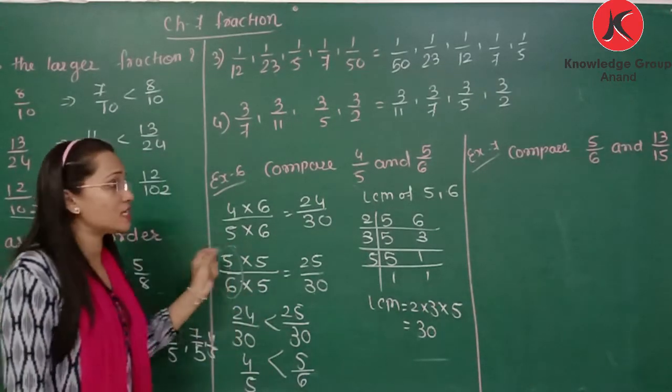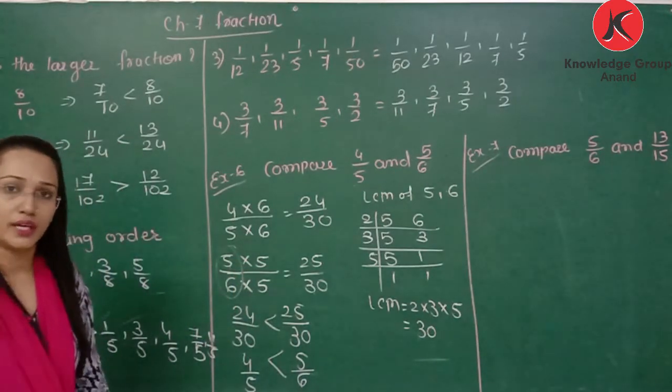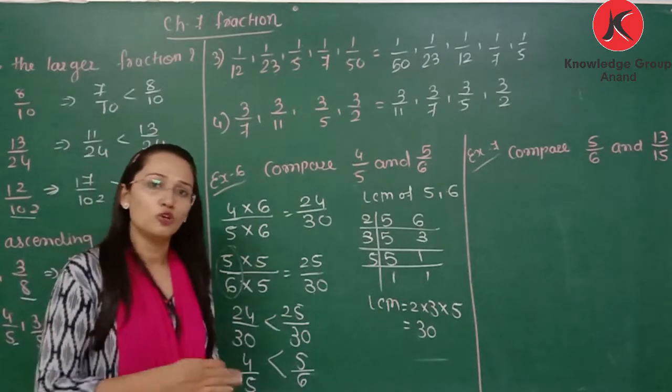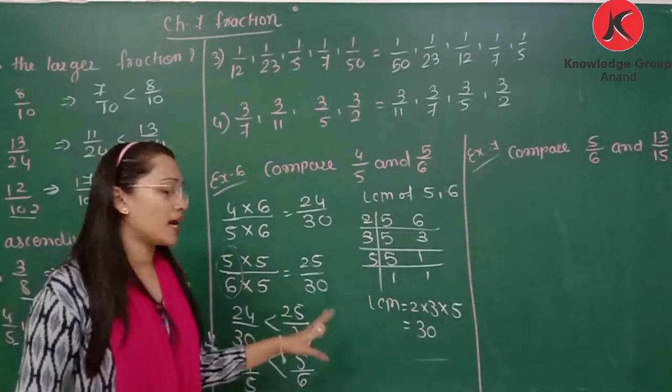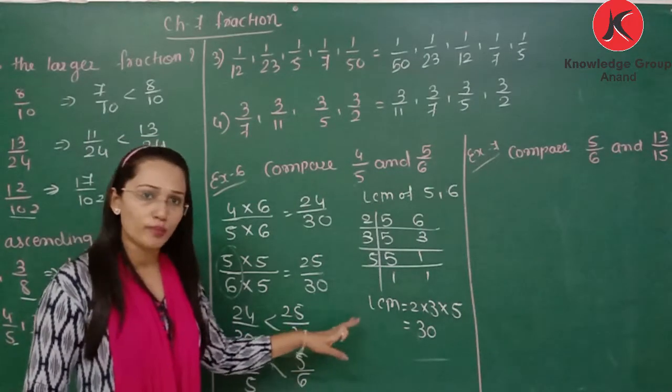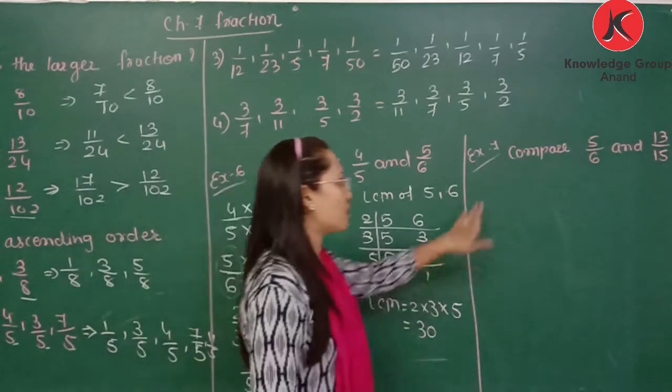Mostly we will use this method. Whenever a comparison is asked in an MCQ, you can apply the cross multiplication method. But whenever this kind of question is there for 1 or 2 marks, you need to perform the LCM method. Now example 7.